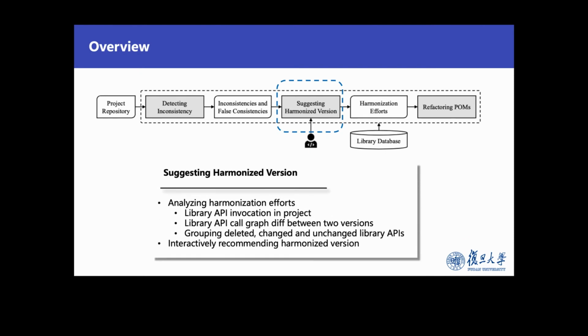The second step is suggesting the harmonized version. Given a set of harmonized versions, we analyze harmonizing efforts by extracting and counting library API invocations in projects. We do a library API call graph diff between two library versions. Then we obtain the number of deleted, changed, and unchanged library APIs. Lastly, we interactively recommend the harmonized version with guidance from developers' decisions.